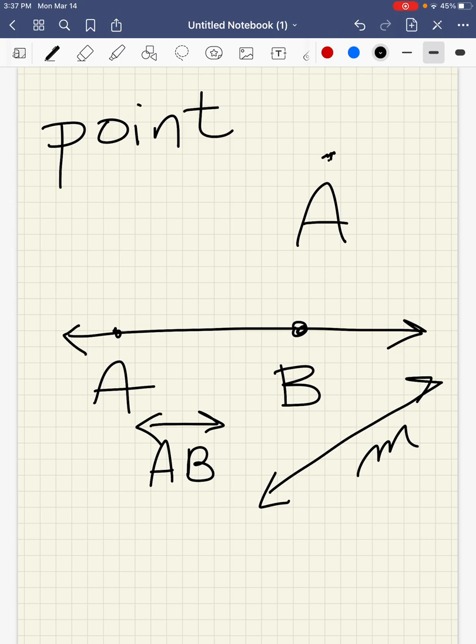Now, if you wanted to represent the measure of a line, you can't define the measure of a line because it goes to infinity in both directions.